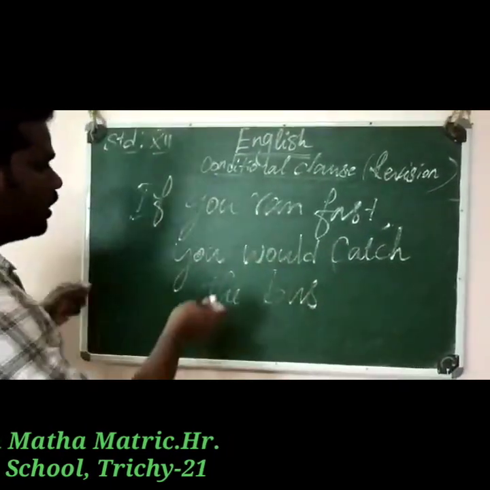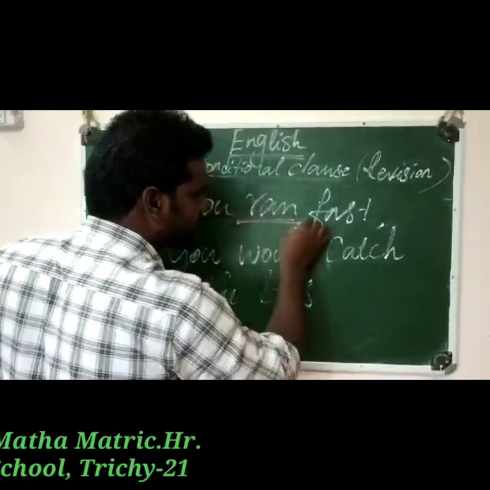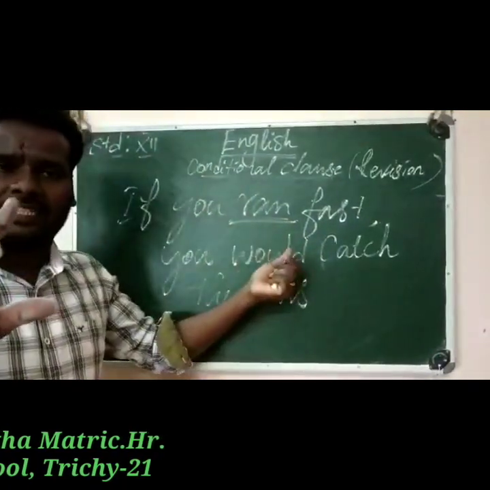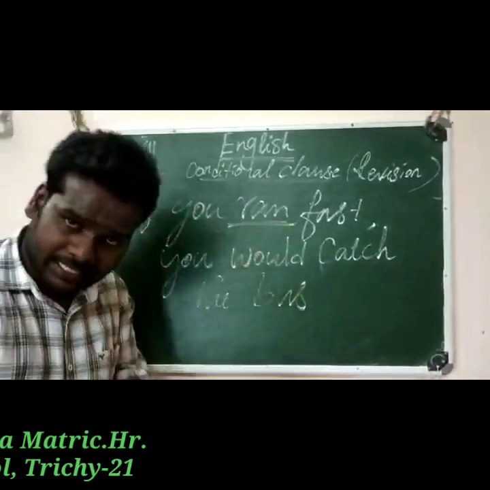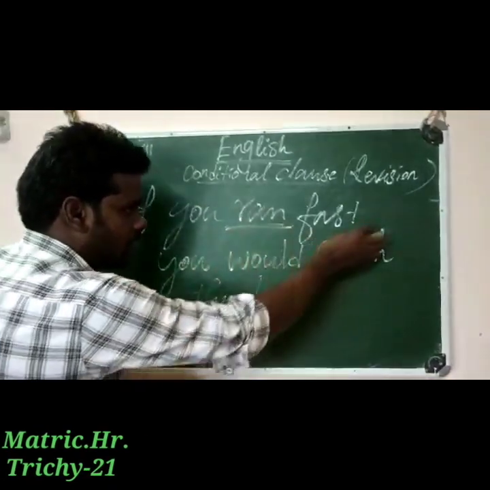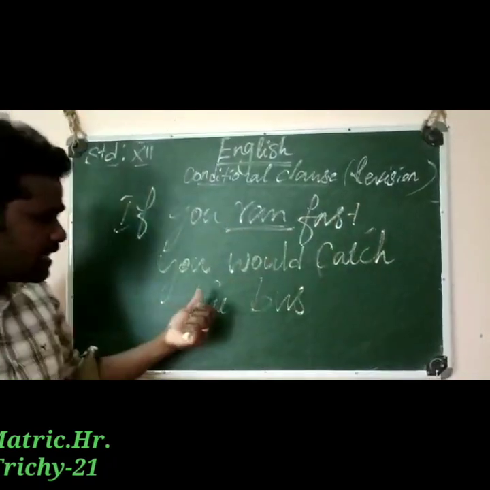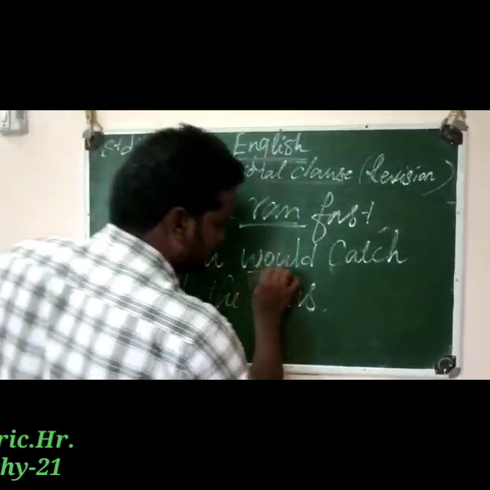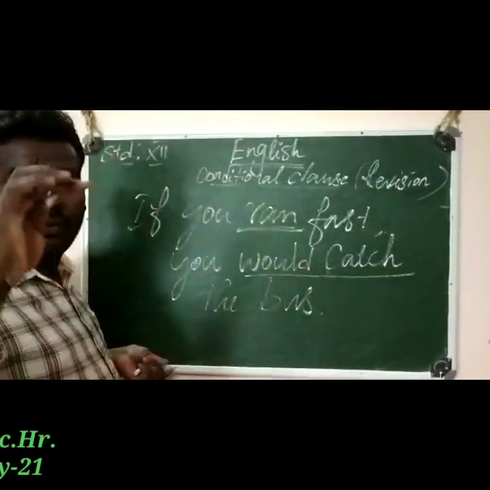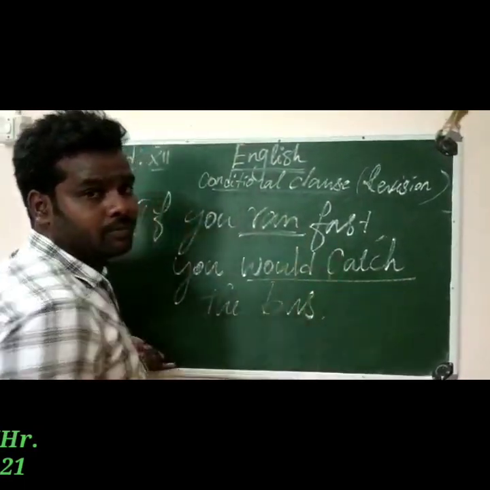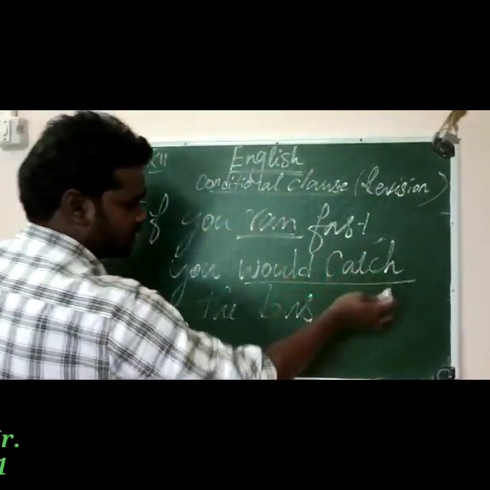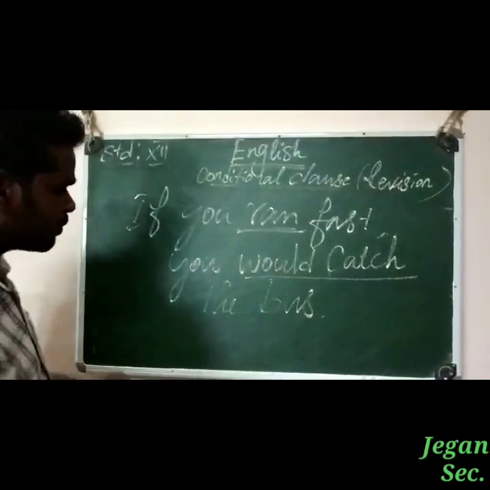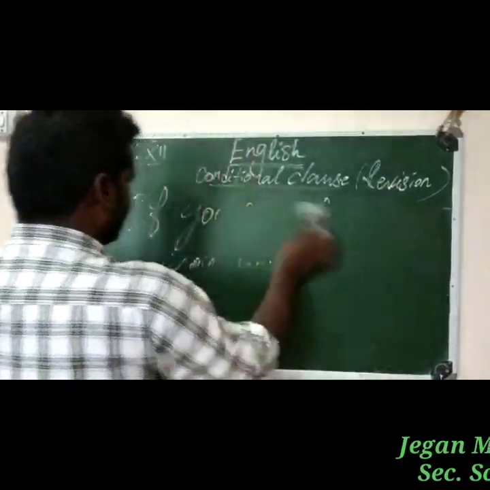Here, if you ran fast, that is simple past. So this is the improbable condition, the second type. This is the condition part, up to fast. What is the result part? You would catch the bus, full stop. Would plus V1. Catch is the first form of the verb. So would plus catch. So this is the second type, improbable. Let me give one more example of the second type.